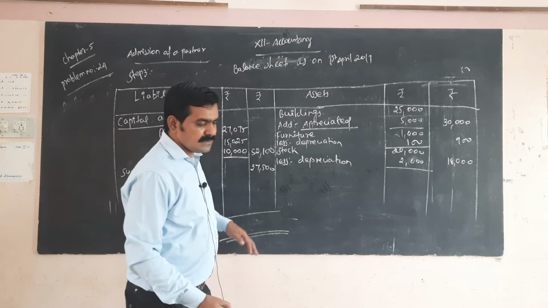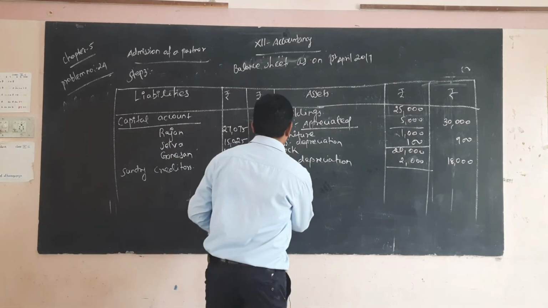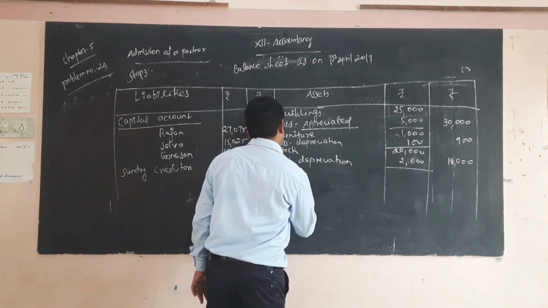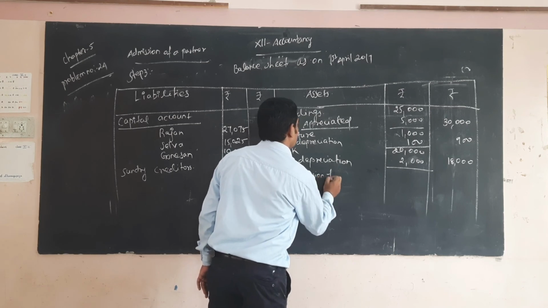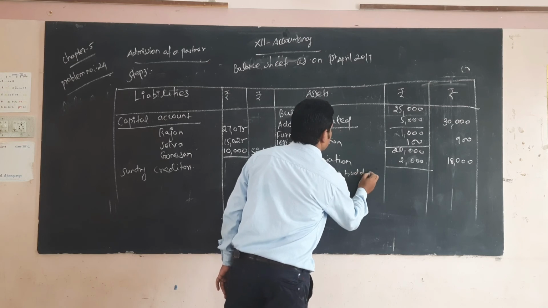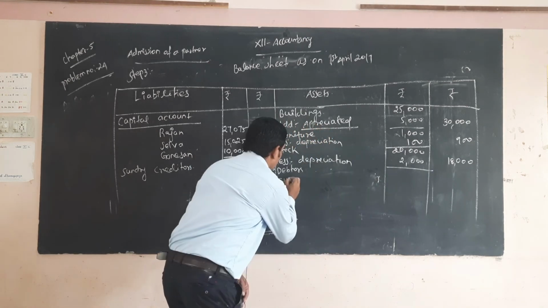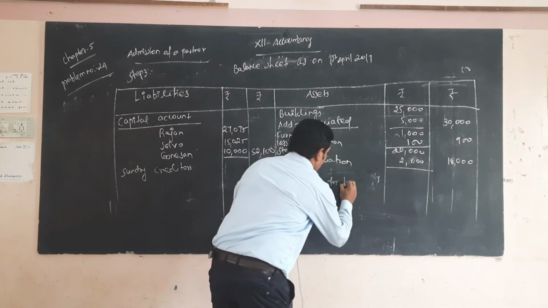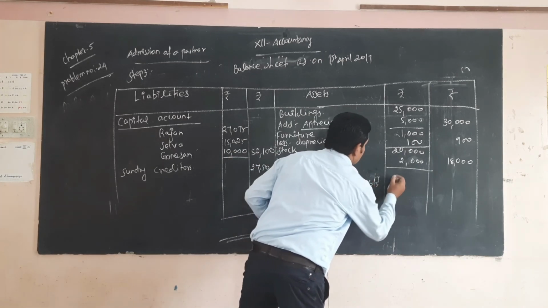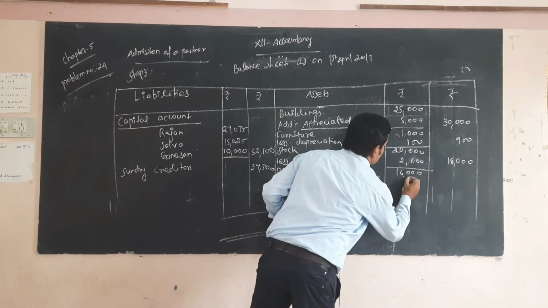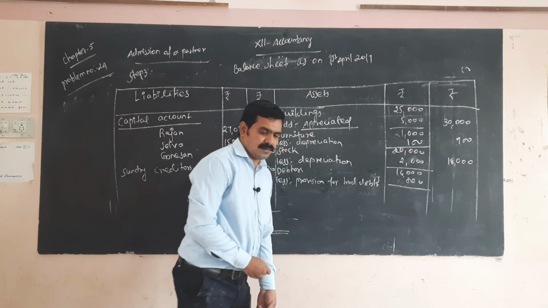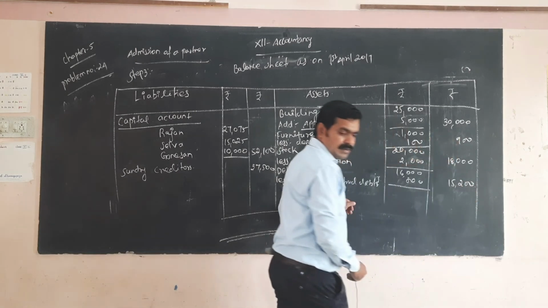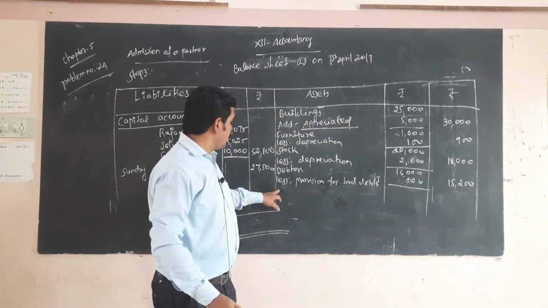Next one, debtors less provision for bad debts. 16,800 less provision gives 15,200.